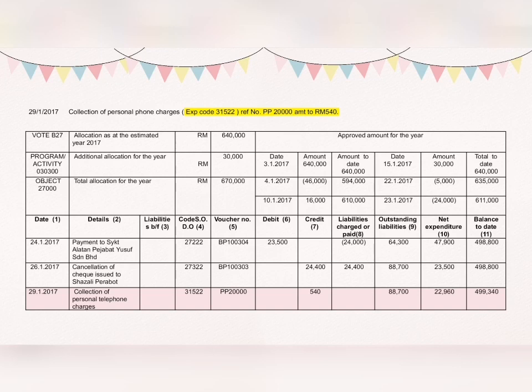This is a credit expenditure with no requirement for repayments. So we will record the amount under credit column and subtract the amount from the net expenditure, and finally add back to the balance to date, because personal phone charges is not an operating expenditure to the government.